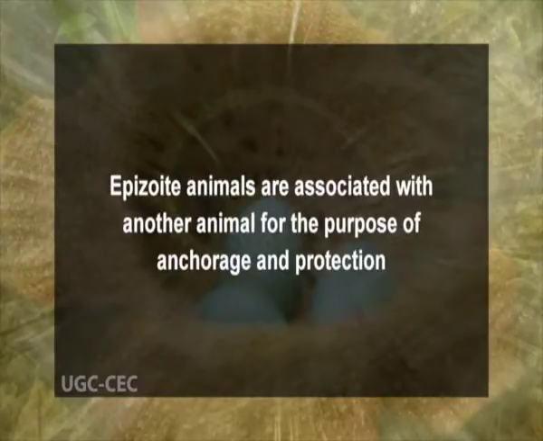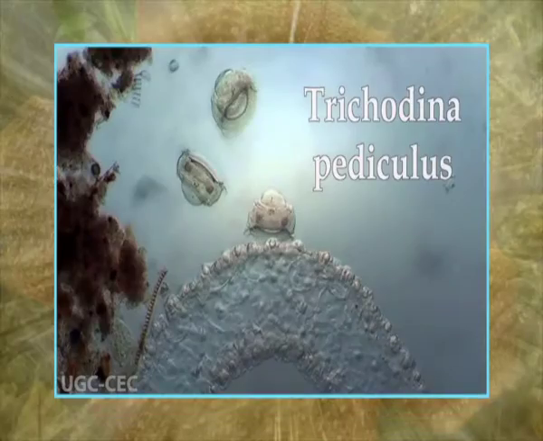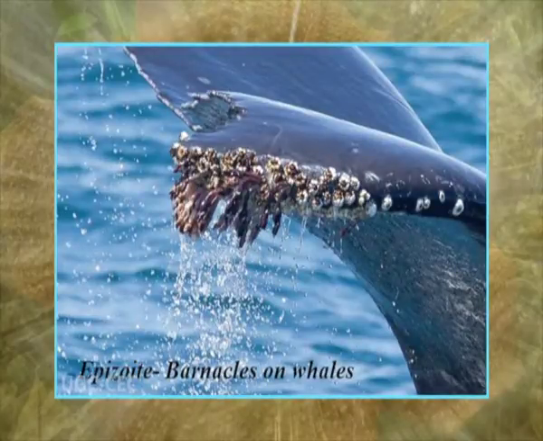Likewise, epizoite animals are associated with another animal for the purpose of anchorage and protection, such as the protozoans Trichodina and Kerona on hydra, water fleas or various other aquatic organisms. The barnacles attach themselves to the back of whales and shells of horseshoe crabs and so on.